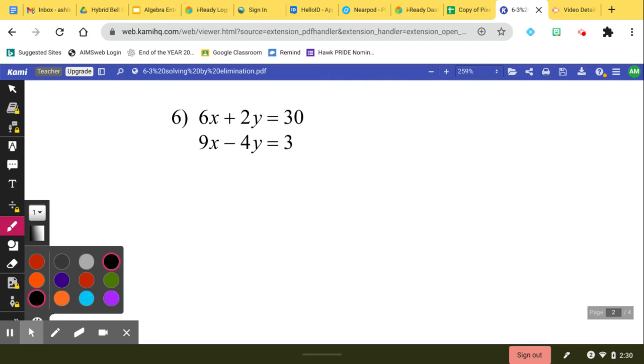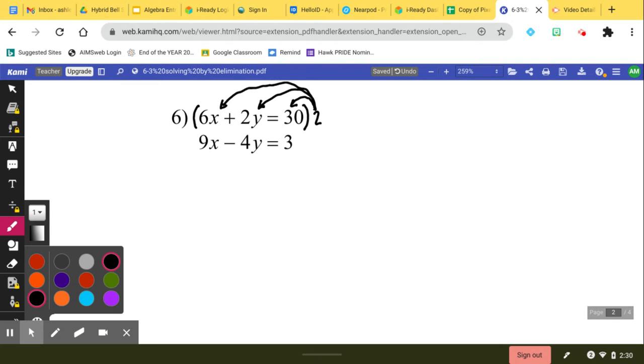However, when I don't have opposite coefficients, I'm looking at whether I can multiply one of the equations by a number in order to get the opposites. And if I'm looking at 2 and negative 4, since I already have a positive and a negative, I kind of want to make those be my opposite coefficients. And what's nice is that 4 is a multiple of 2. So I could just multiply the whole first equation by 2 to get opposite coefficients. But that's multiplying everything by 2. So I'm multiplying 30 by 2, multiplying 2y by 2, and 6x by 2.